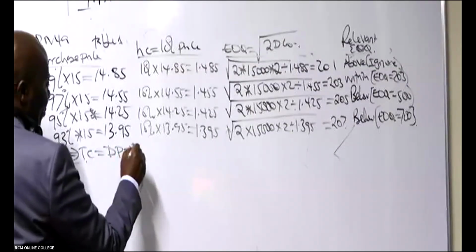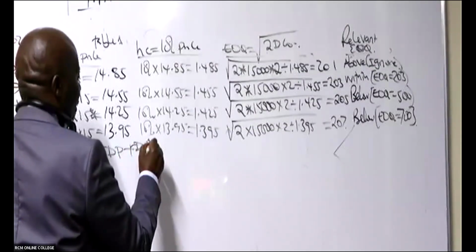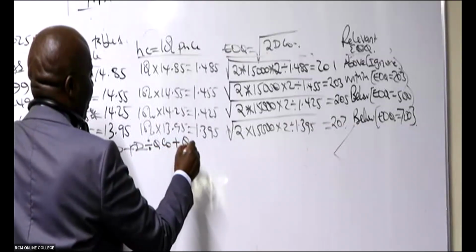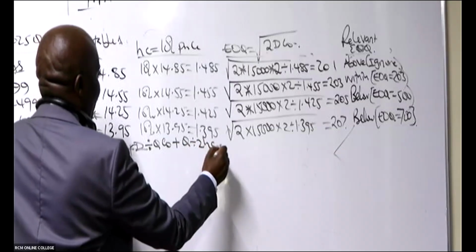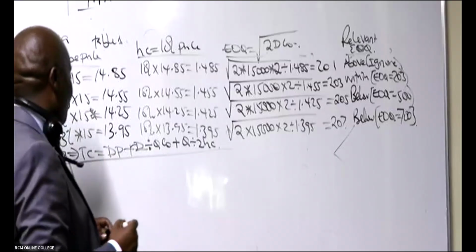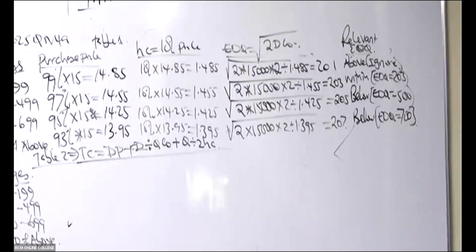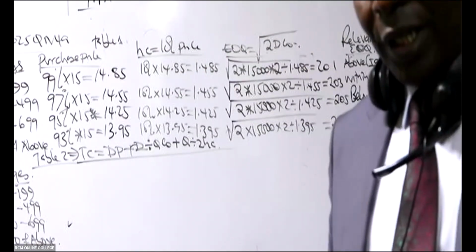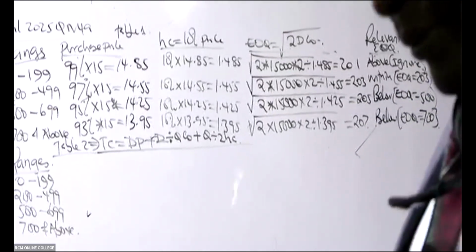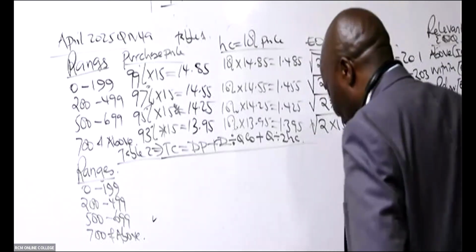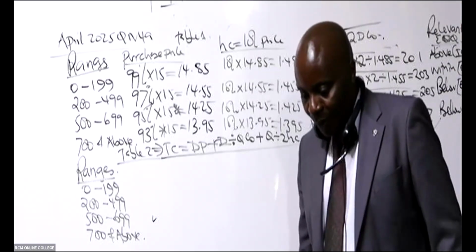And our total cost is DP plus D divided by Q times CO, plus Q divided by 2 times H. I'm just writing like that for purpose of saving space. So we start with the first range. Adjust the camera, yeah. Let's start with the first range.